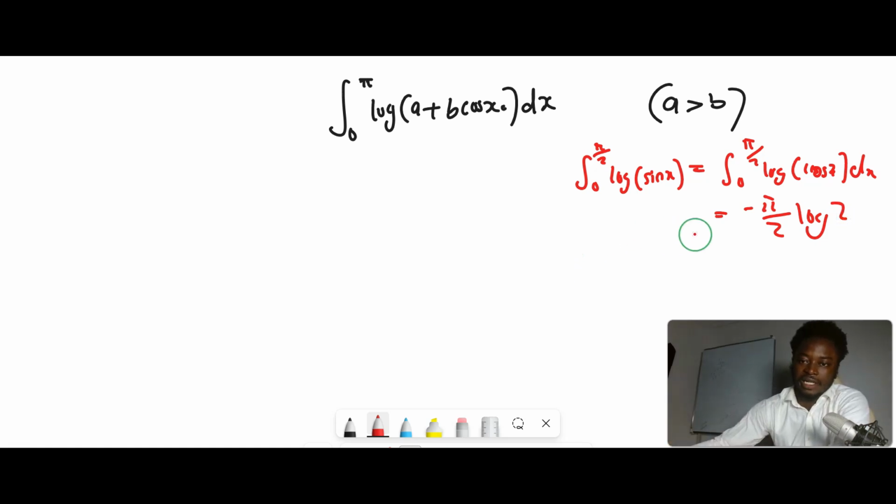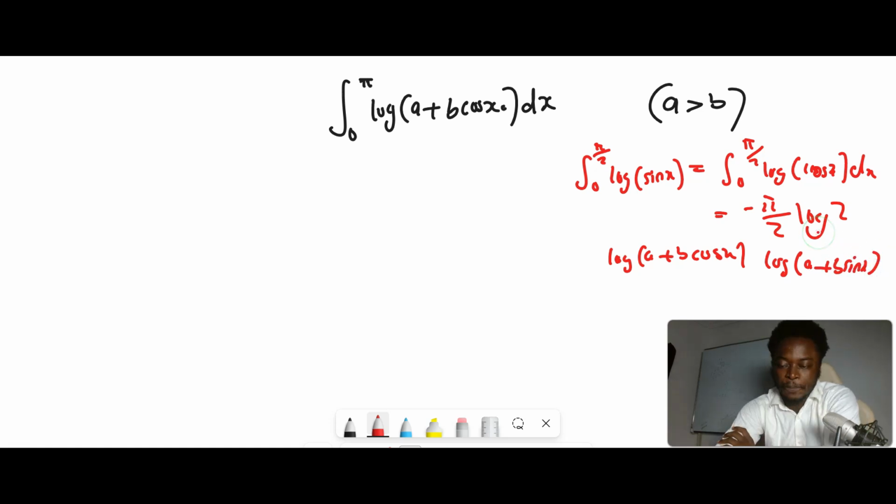Now this is more like the general form where we have the logarithm of a plus b cosine of x, or the logarithm of a plus b sine of x. So this is more like the general form of these integrals. Now this result usually becomes useful when you are computing inverse tangent integrals, as we shall soon see.